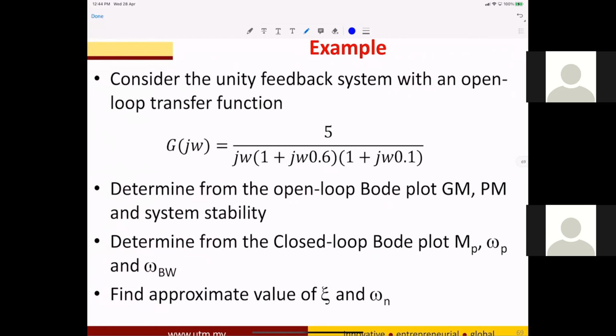At 9:30. No need to plot anything, right? Maybe they will ask to sketch, freehand draw, for example, for open loop transfer function 10 over s plus 2. I think you know how to plot using a sketch. Simple one lah, first order.